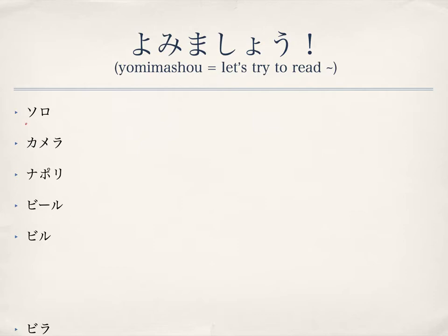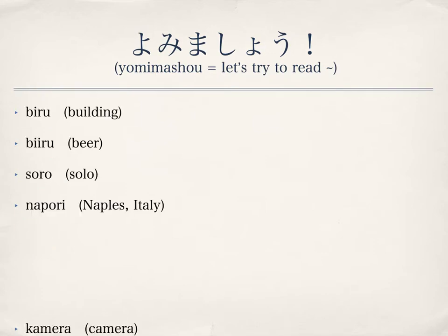これはソロ。それからカメラ、カメラ。ナポリ、ナポリ。ビール。Remember, this means a long vowel in katakana. And, oh, here's another one. Biru. Let's take a look at what these mean. So, biru is short for building. Biru, with a long vowel, is beer. And you have solo, which means solo. Napoli for Naples, Italy.